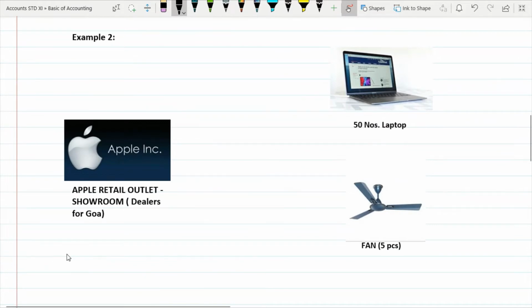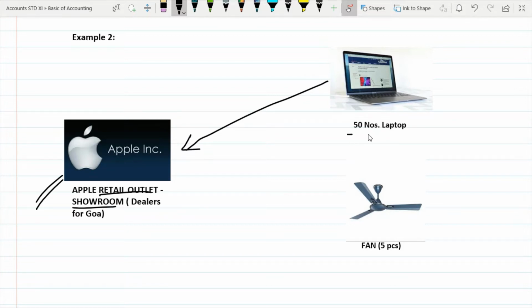See, in this case, now we have something, Apple. Now, Apple is the company here. Now, this is a retail outlet. Okay, this is a showroom, and they are the dealers in Goa. Now, in this case, this showroom is purchasing from the main outlet. They are purchasing 50 laptops.